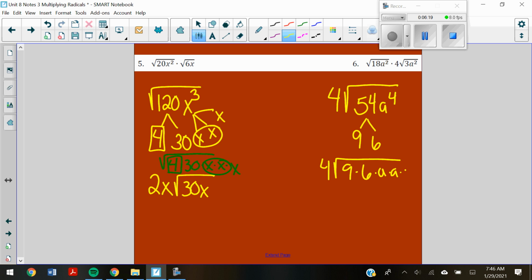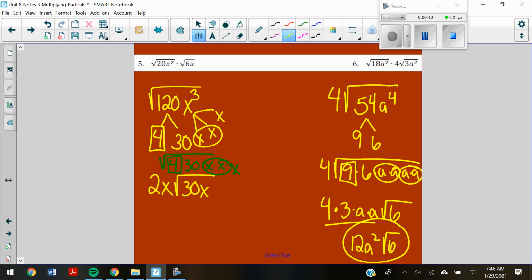So 4 on the outside, 9 times 6, and 4 a's. 1, 2, 3, 4. All right, so 9 is a perfect radical. 6 only breaks into 2 and 3. So remember, 6 doesn't break down further. And then I have 2 pairs of a's. So 4, the square root of 9 gave me a 3, and then I get 2 a's. And we get 6 left underneath. So just multiply everything in the front to be 12a squared, square root of 6.